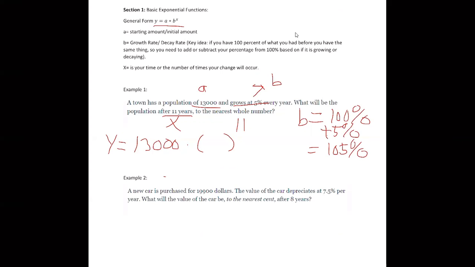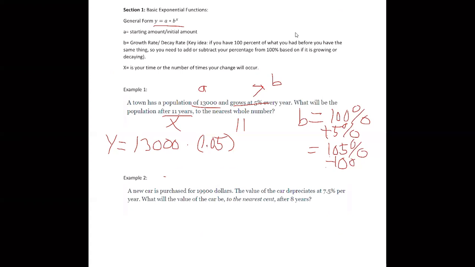When you plug this percentage into your formula, you want to make sure it's in decimal form. If you don't know how to change a percent to a decimal, just divide it by 100 or move your decimal place over to the left twice. So we would plug in 1.05. That's 105% in decimal form. Because really what this formula is doing, if I wanted to figure out what 105% of something is, I could just multiply it by 1.05. And since this is going to happen 11 times over 11 years, we're really just multiplying 13,000 times 1.05, 11 times.